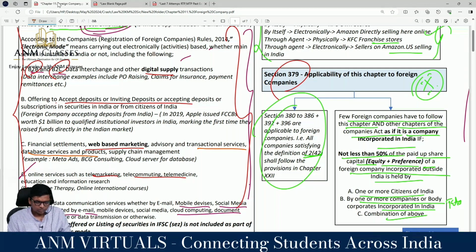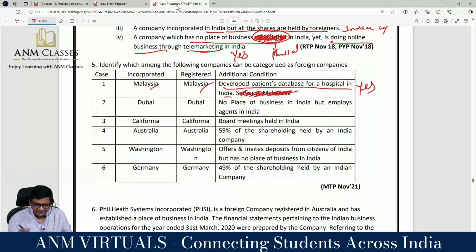So the database may be the details regarding the patients. Correct. So here, that's why I am taking an assumption. Question is not fully clear. Developed patient database for hospital in India. Will they do it for free? That means they're doing some business in India through online mode. So it becomes a foreign company. That's it. Okay. Next question 2.